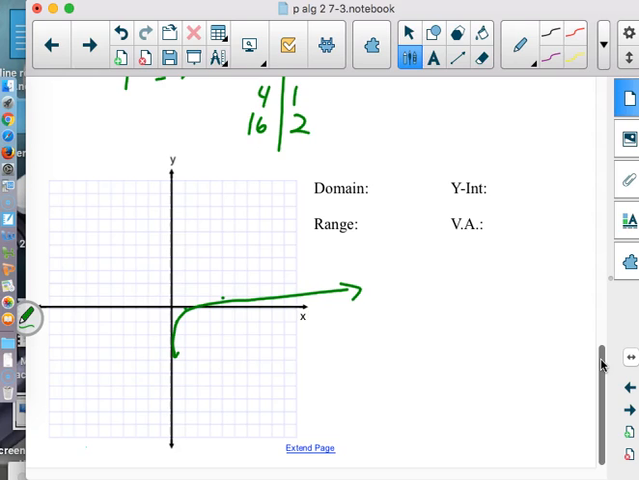So what's your domain? X is greater than 0. Yeah. Didn't have an H to move anything there. X is greater than 0. Y-intercept? None.